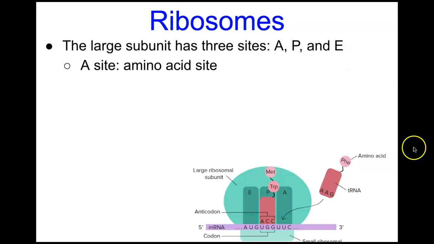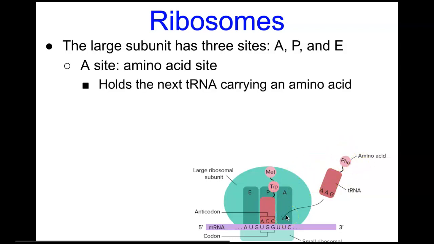So when the messenger RNA feeds in, that tRNA molecule is going to come in, bring that amino acid into the A site of the ribosome. It's going to hold the next tRNA carrying that amino acid until the one moves out of position. So that A site will hold this one that's coming in until that one moves out of position.